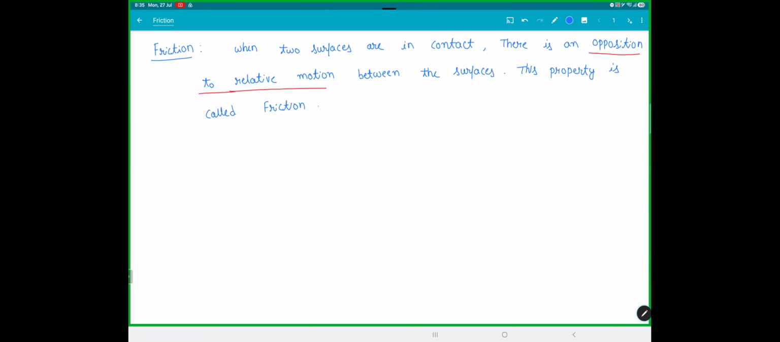Most people have this misconception: friction opposes motion. Not necessarily. For example, when you're walking, what is the direction of friction? What do you think is the direction of the friction, forward or backward? Any guesses? Generally what we think is backward. Then the question comes: who is making you go forward?